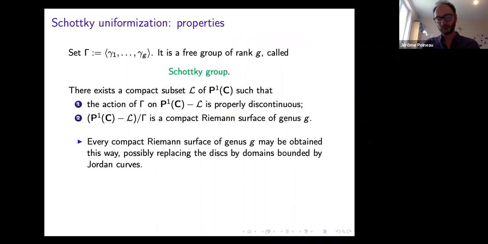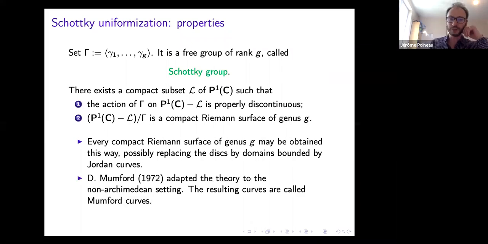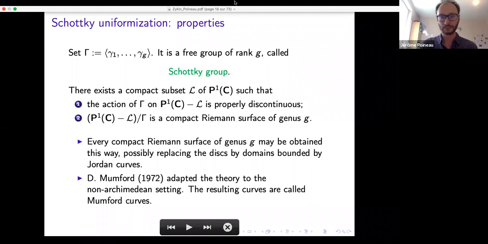The second important thing for what I want to do is that David Mumford in 1972 showed that this theory of uniformization may be adapted to the non-Archimedean setting. As before, in this way, using this kind of uniformization, we do not find all the possible curves, only some of them, which are called Mumford curves. Just like for elliptic curves, we only get the so-called Tate curves. But still, we have many curves that arise in this way, and it's a very nicely behaving family. Okay.